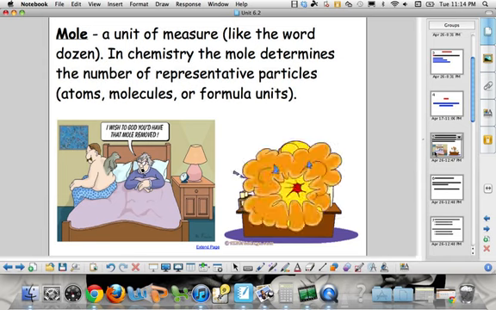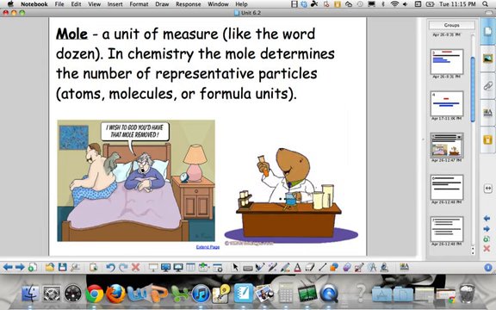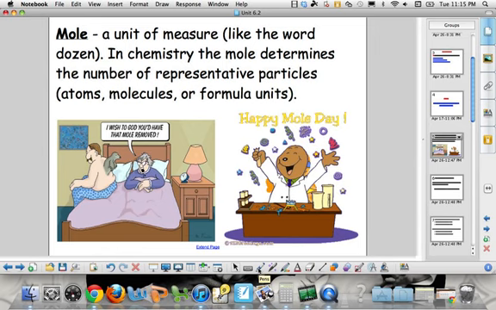So what is a mole? Well, a mole is not the furry little creature, or furless little creature if you're talking about naked mole rats. It is not the ugly little thing on somebody's back or anywhere else on their body. It is actually a unit of measure.